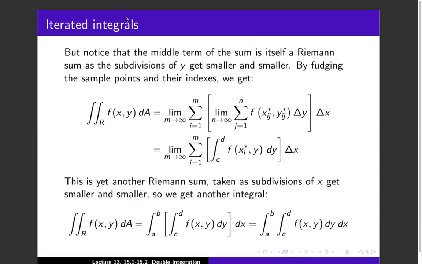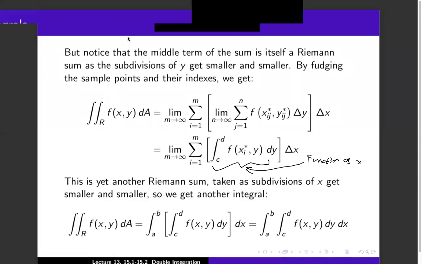And in particular, if y is being integrated, then what we have over here is a function of x. And since it's a function of x, that's just a Riemann sum itself. So you can do the whole Riemann sum thing again, this time integrating from a to b, as the x divisions are getting smaller and smaller. So you end up with what's called an iterated integral. So this double integral over R of f(x,y) dA is the iterated integral from a to b of the integral from c to d of f(x,y) dy dx. That's all that this thing is telling you.